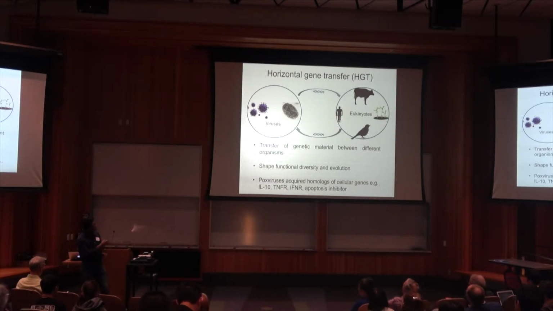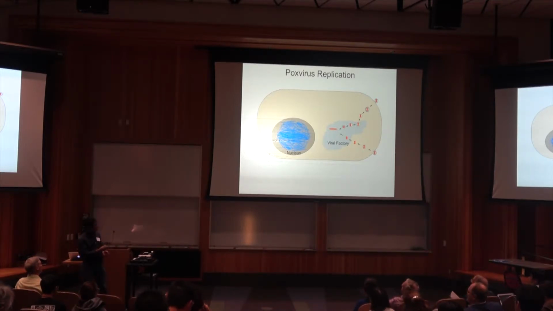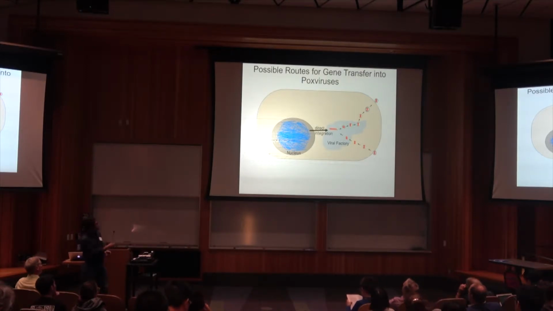But it is not known how the viruses acquired those host genes, since pox viruses exclusively replicate in the host cytoplasm in the viral factory, and there is no experimental evidence of horizontal gene transfer in pox viruses. There are two possible routes for gene transfer. It can be either a direct DNA integration, or it can be an RNA-dependent mechanism by reverse transcription and integration of the host genes into pox viruses.